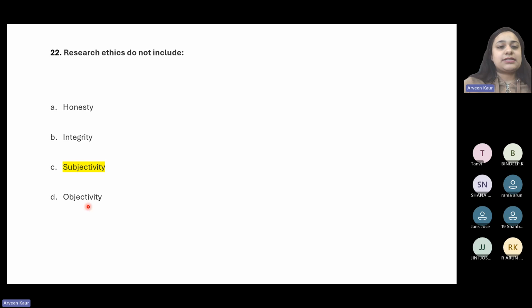So in research ethics, you have to have a very solid integrity. That is first and foremost. You have to be objective about what you are trying to do, right? And whether it is on the right path. You have to be honest about whether you are citing correctly, whether you have taken the permissions correctly, right? Whether you have performed the correct statistical analysis, etc. Right? But subjectivity is something that is not a part of research ethics, at least, right?